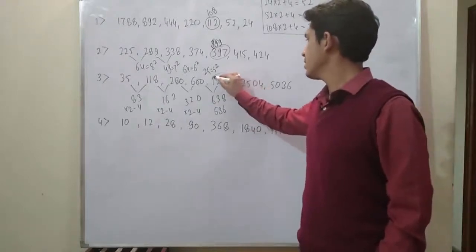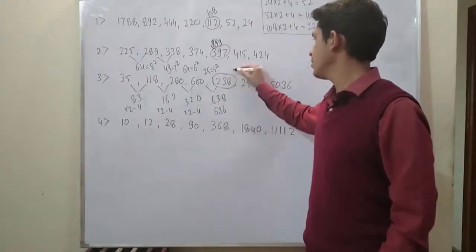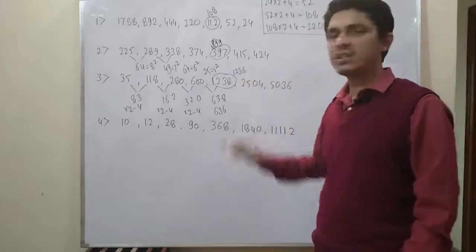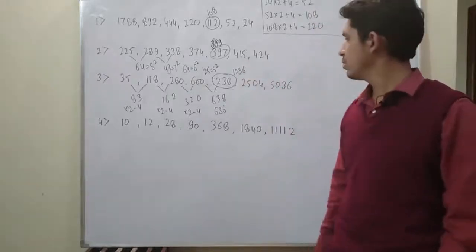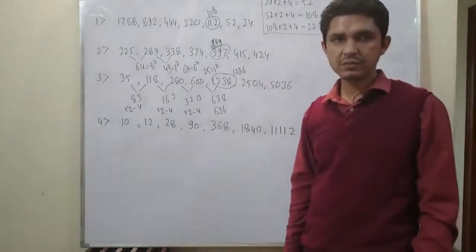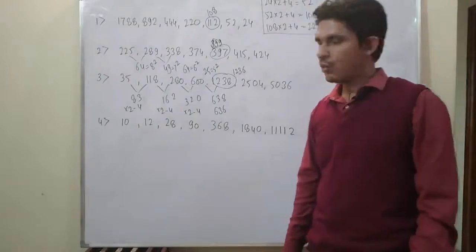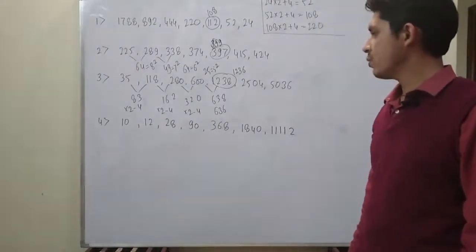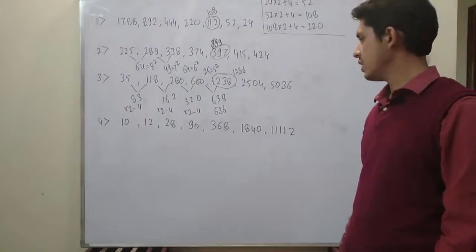This number is wrong. We should have the number 1236 in the place of 1238, right? Okay, coming to the next question. The question is 10, 12, 28 and so on.